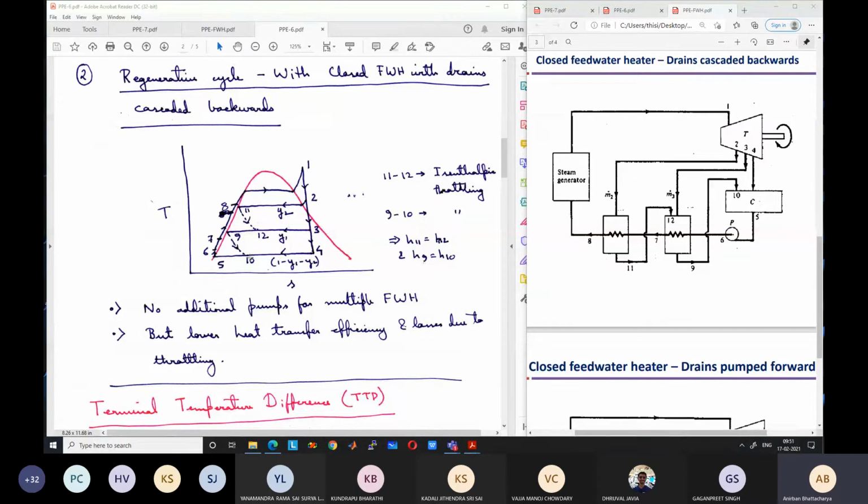When we draw a TS diagram, you have to consider that from 4 to 10, it is 1 minus Y1 minus Y2. You cannot show in this component diagram exactly where this transition is occurring. What is the location of 10? We are just assuming that they mix together. But in the TS diagram, we can show that state 10 gets mixed directly with state 4. The heat is extracted and ultimately it goes to state 5.